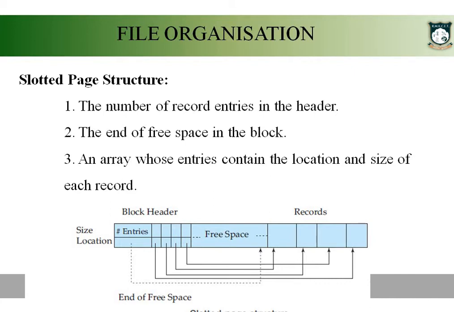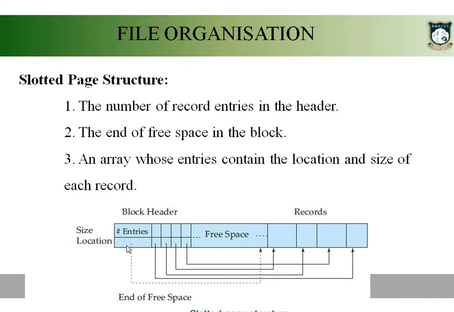Now what about the header? The header in turn will have three details in it. The first one is the information of how many records we have presently stored in our disk. You can see here the entries, so it refers to the number of records. In our case we have 4 records in this example, so you will have 4.